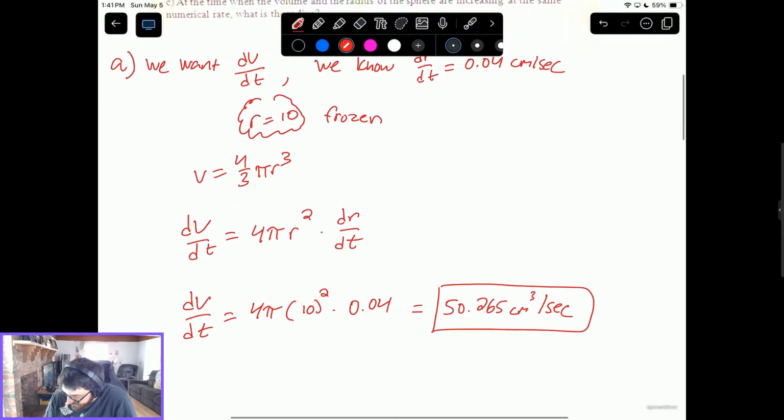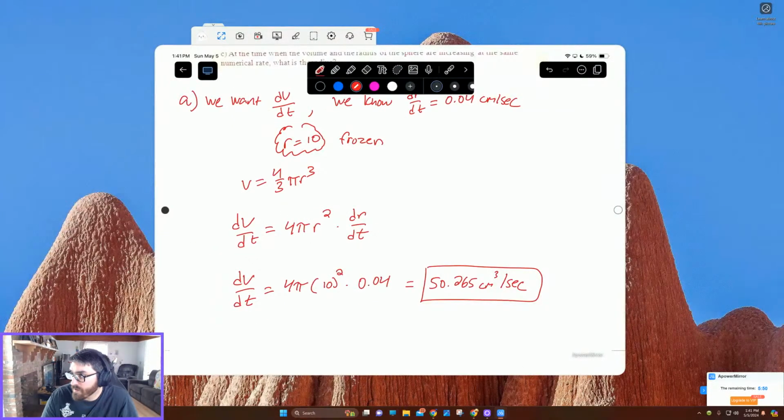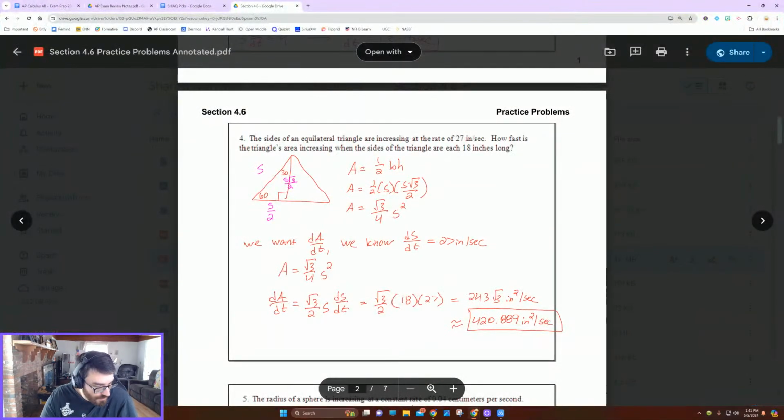Okay, so Andrew, if you want to take a look at more of those examples, they are under section 4.6 related rates.